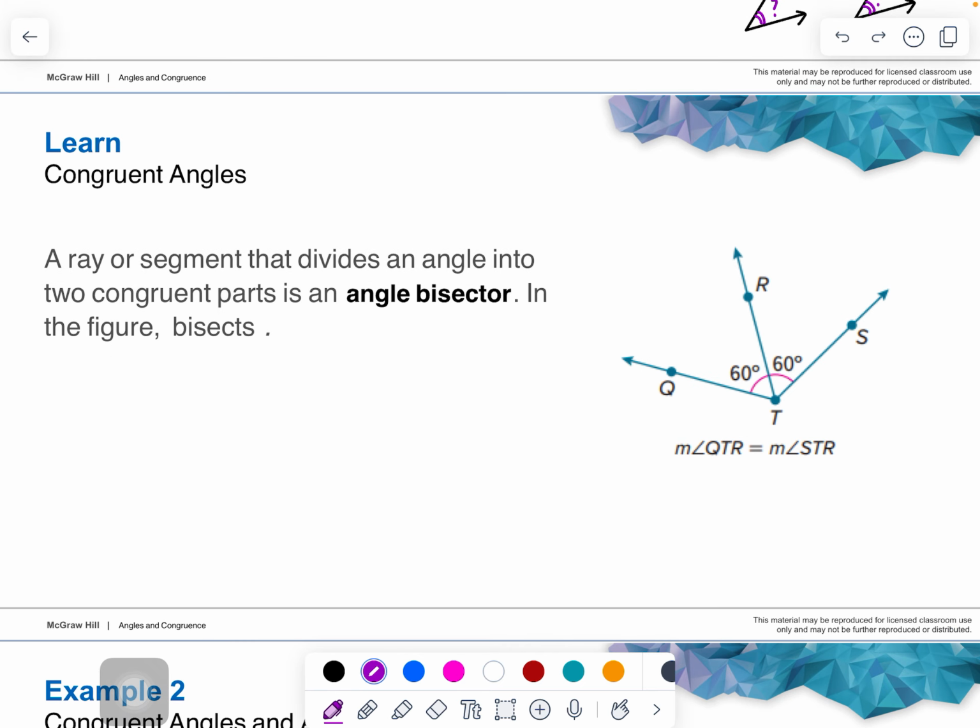Congruent angles are indicated on the figure. Okay, matching number of arcs, good. That's our next fill in the blank. Now, the next blank says, a ray or segment that divides an angle into two congruent parts is an angle bisector. So in this figure, RT bisects QTR, or TR bisects QTS.